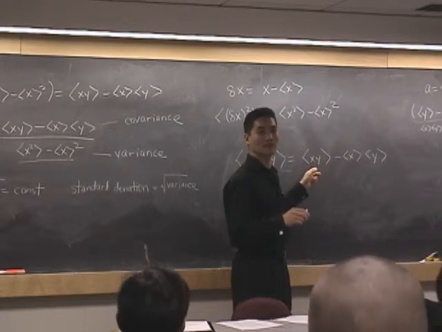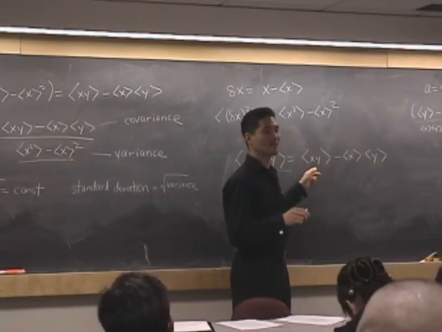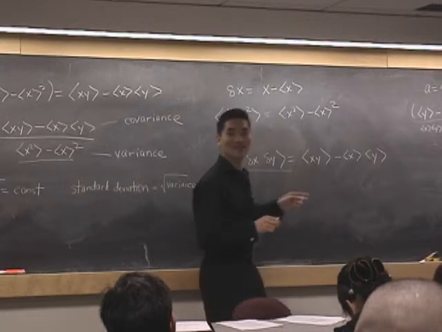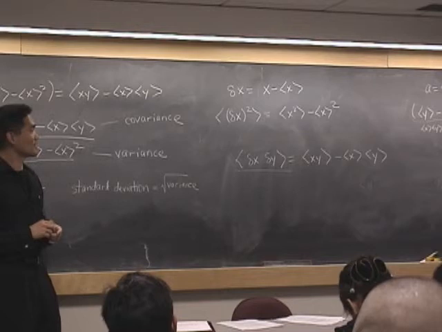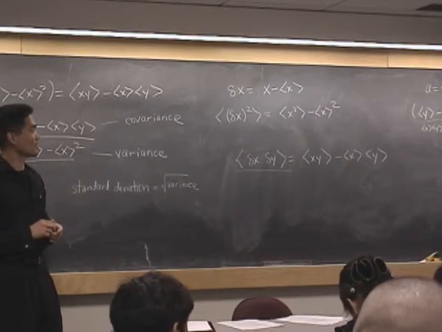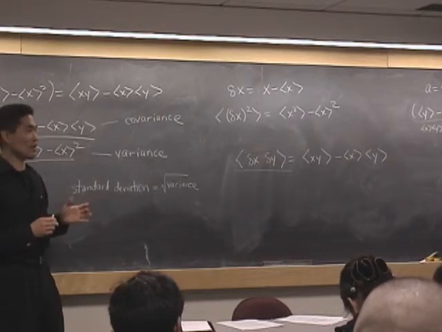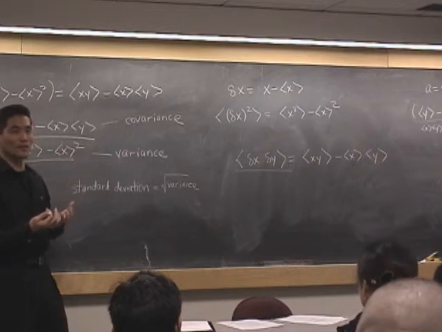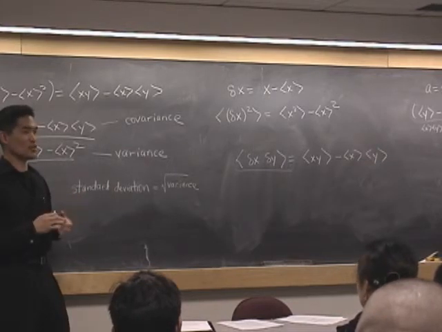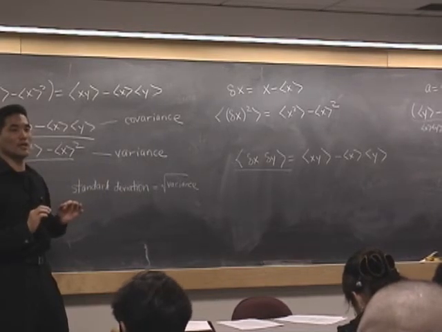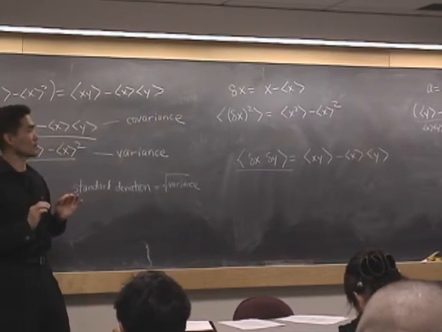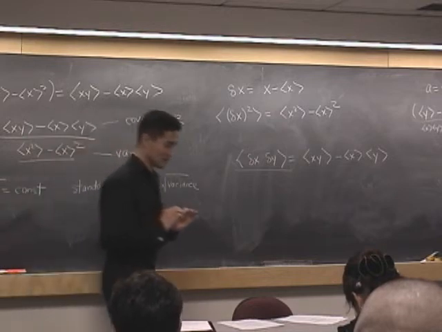All right. Any questions about this? It's a really important quantity because one of the basic things about data is you want to know whether two variables are correlated with each other. Do they have anything to do with each other? And if so, what is the sign of that correlation?